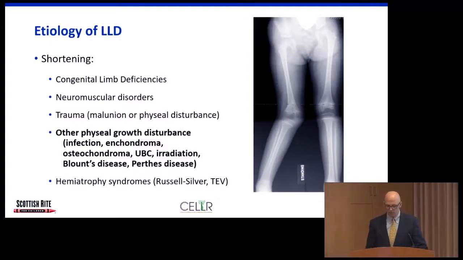There are other physeal growth disturbances. Infection is common. We commonly see leg length differences in the very small child that may have had an infection after spending time in the intensive care unit as an infant. Enchondromas, osteochondromas, unicameral bone cysts, post-radiation if they've been treated for a malignancy along the way, Blount's disease, Perthes disease, all of these things affect the growth of the physes and the growth of the lower extremity, and therefore will induce a leg length difference.